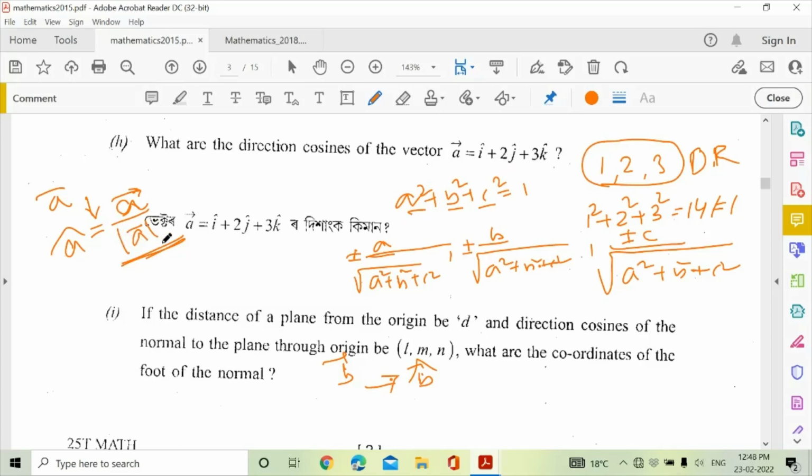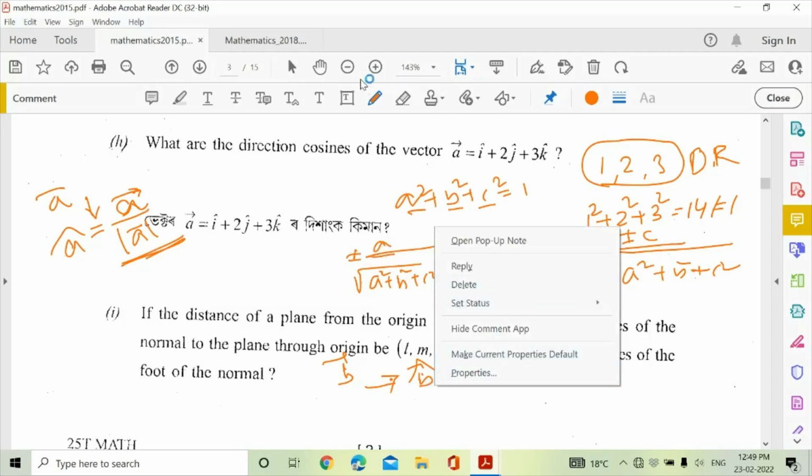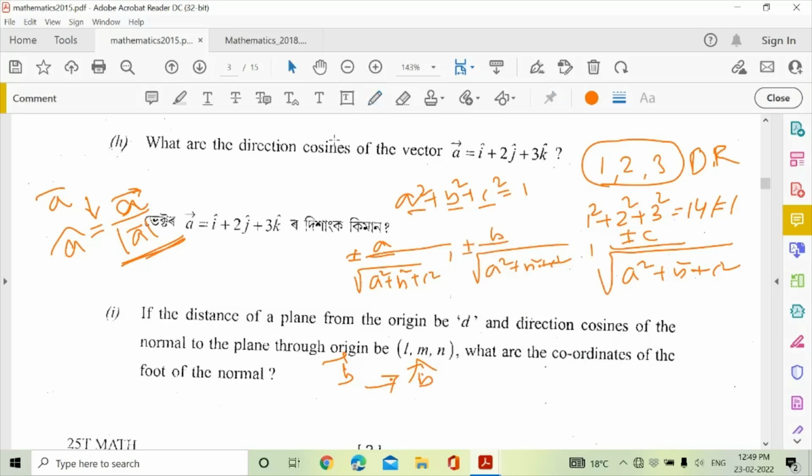If you apply this formula and convert the vector to a unit vector, the coefficients of i cap, j cap, k cap are the direction cosines. Or you can say that 1, 2, 3 are direction ratios because the sum of their squares is equal to 14, not equal to 1. So we can easily convert direction ratios to direction cosines. The procedures are like that. So I hope all of you have got my point.